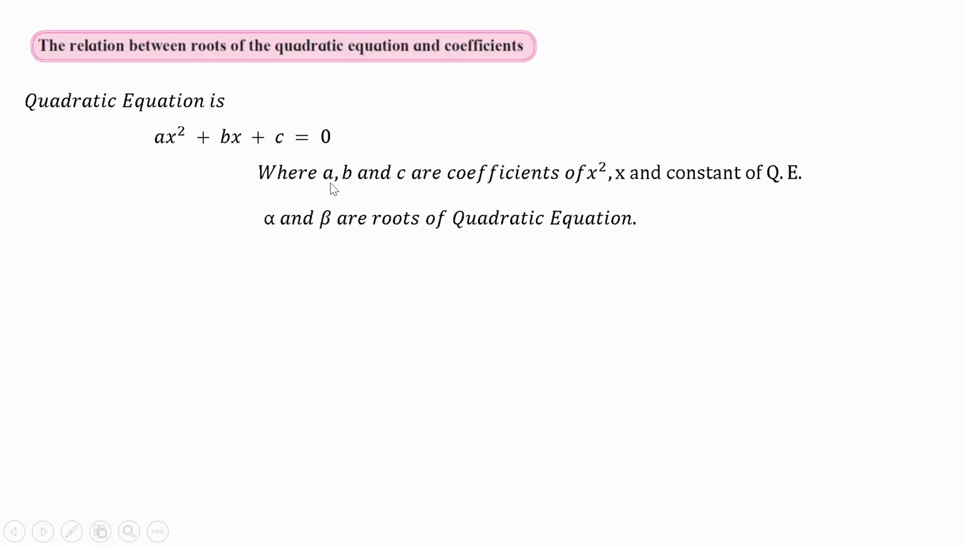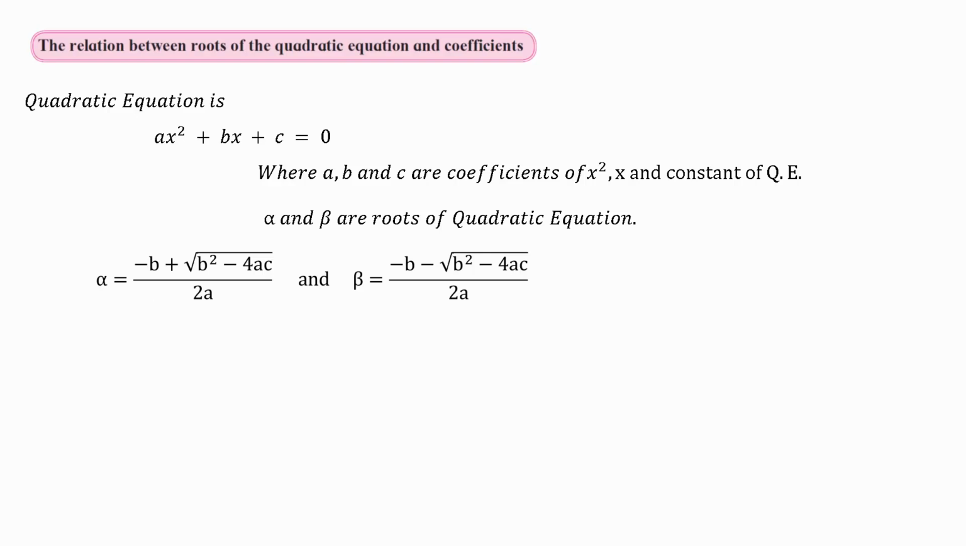What is the relation between a, b, c and alpha and beta? First, we take the sum of the roots of the quadratic equation. Here the value of alpha means the root of the quadratic equation. The first root is alpha is equal to minus b plus under root of b square minus 4ac, by 2a. And the second root, denoted by beta, is equal to minus b minus under root of b square minus 4ac, upon 2a.